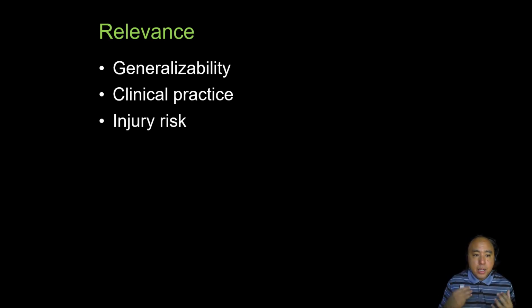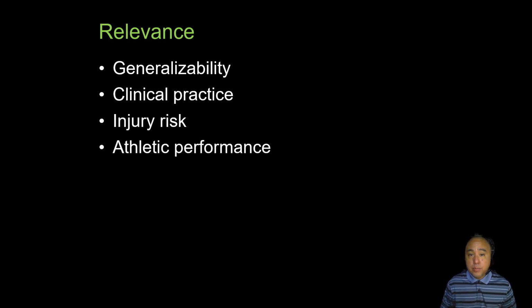So it has to have clinical relevance, and typically that involves either measuring some level of risk in different types of injury, whether it's a modifiable risk factor or another inherent risk factor that's involved with certain populations, or it has to do with athletic performance.